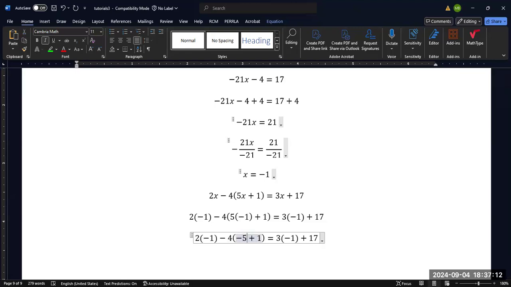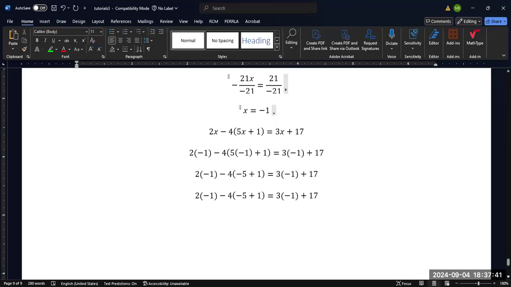Again, following order of operations, parentheses first. So that means you start on the innermost parentheses, and then you do all your operations inside, and then you clear parentheses from the inside out. Now that I have that multiplication done, now I can do my addition inside that parentheses. So adding -5 plus 1 is going to give me -4.